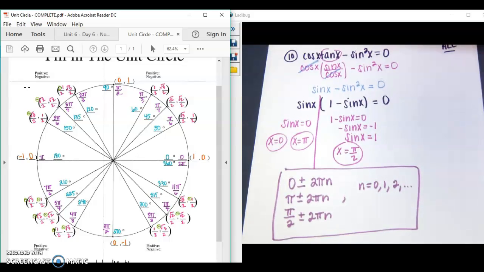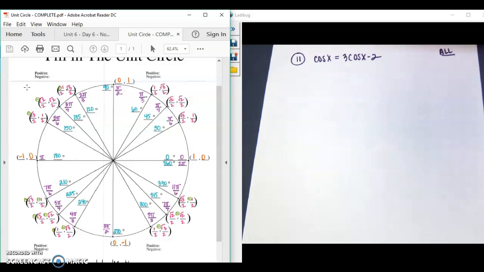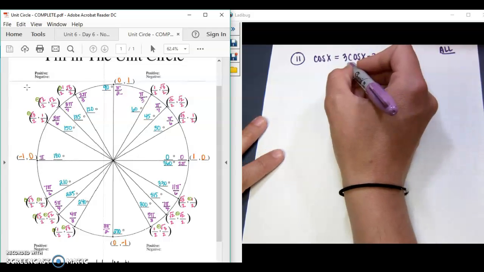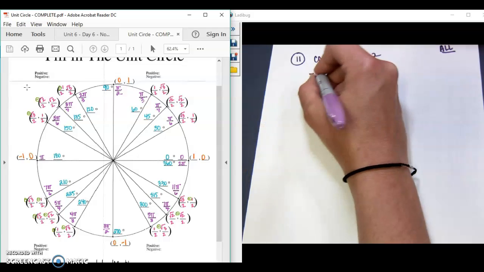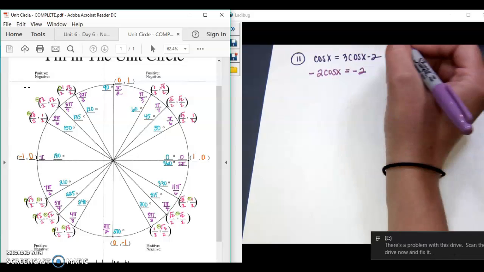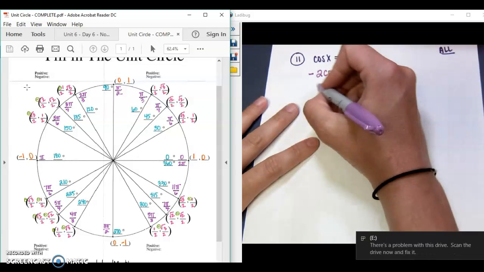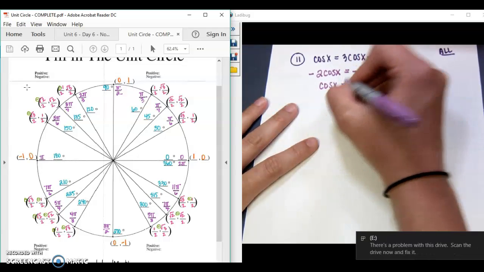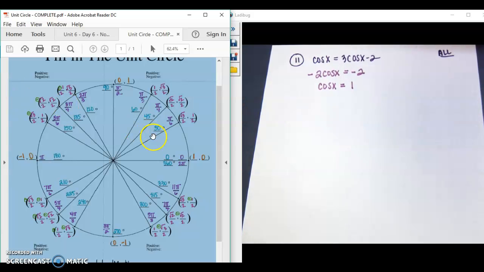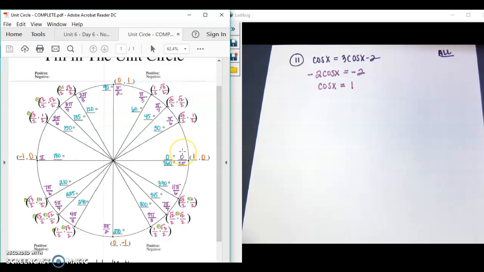Alright, so then for the last one on number 11, it's still in the all part. So if you notice for number 11, we're working with just regular cosine x, so we don't have to do the rounds. We do already have just a similar term here, so we can just combine like terms. If we subtract 3 cosine x over, we'll have negative 2 cosine x equals negative 2. So if we want to divide by that negative 2, we'll have cosine equals 1. So we're looking for when the x value is equal to 1. So that happens at 0.